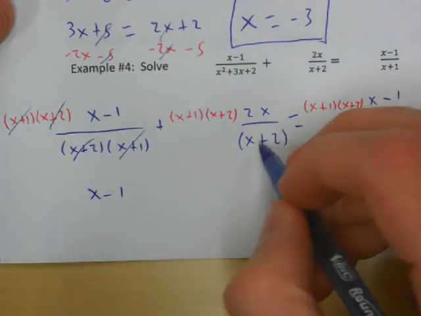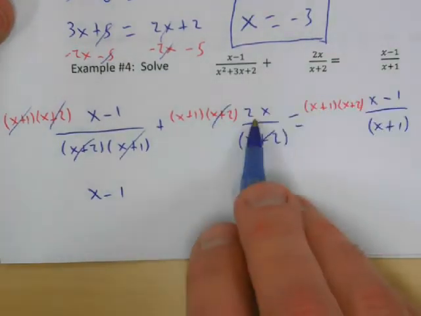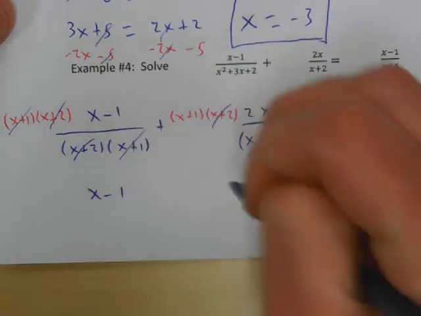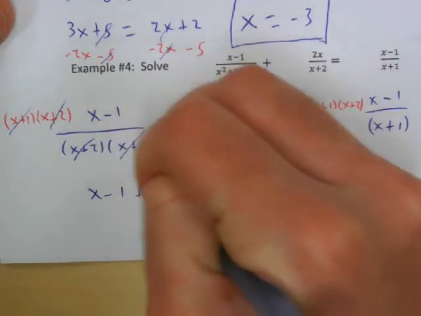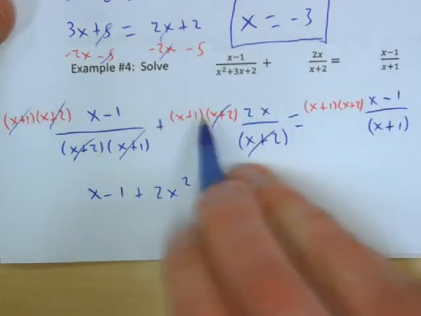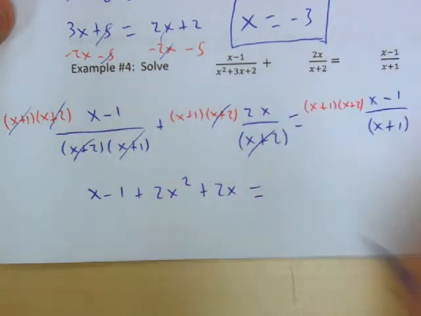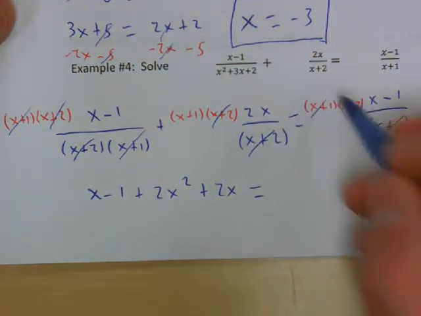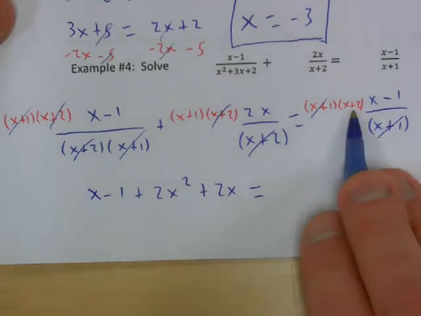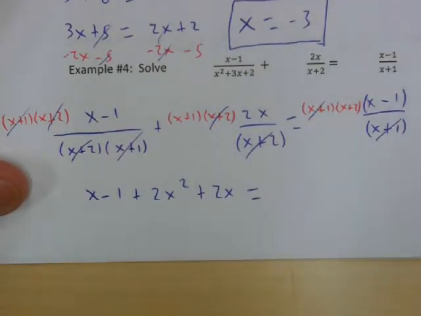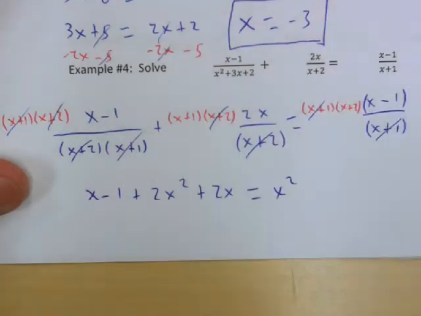Here, the x plus 2's cancel, and we're left with 2x times x plus 1. So if we distribute the 2x, we get 2x squared. That's going to be positive 2x squared plus 2x. Equals, here the x plus 1's cancel, and we get x minus 1 times x plus 2. So this one you need to FOIL out because, again, this is a binomial times a binomial. And here you would get x squared plus 1x minus 2.